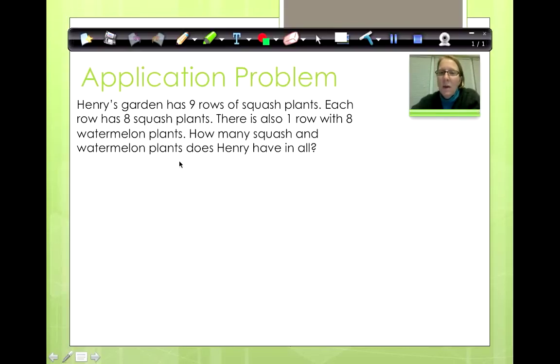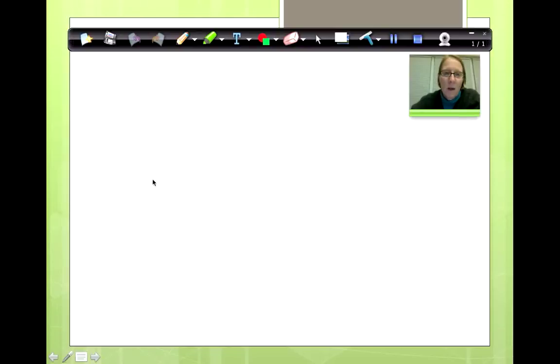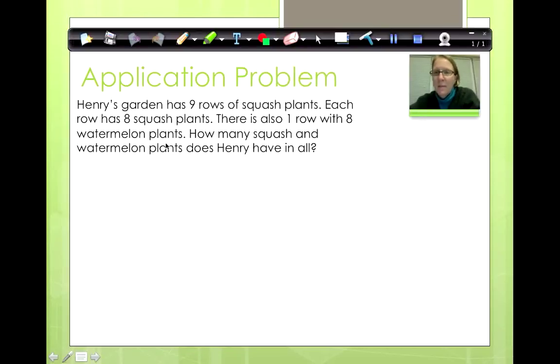Now you can do this with multiplication statements or number sentences, or you can use an array. So let's do an array. So 9 rows of 8. I didn't pick up my pencil. Okay. 1, 2, 3, 4, 6, 7, 8, 9. Now finish your array. Make sure you line up your dots best as you can.